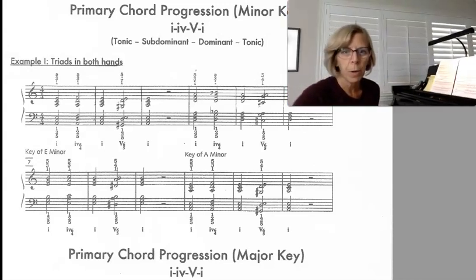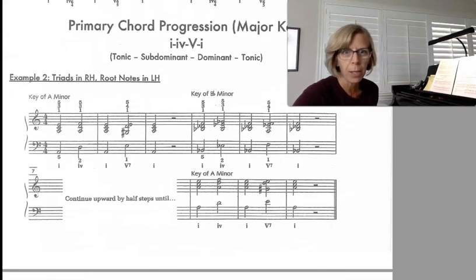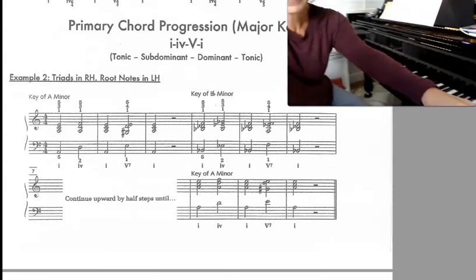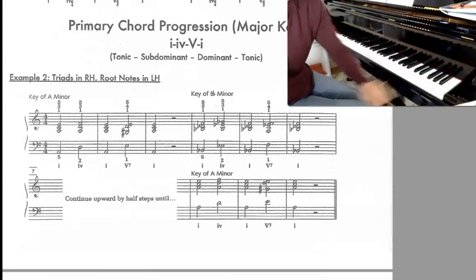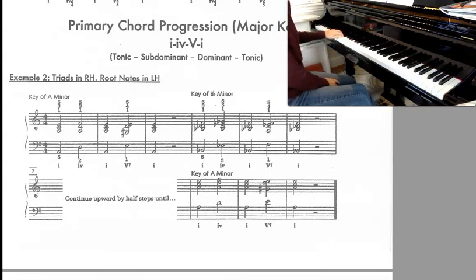Okay, example 2 on this page. That should say primary chord progression in a minor key again. I accidentally said major key, but these are minor keys. They're taking this challenge a little bit farther. They want you to try, once you're comfortable playing this chord progression, that you just move up chromatically and do the chord progression on every single minor key. It's going to be a challenge if you haven't done that before. So we're going back to the root notes in the left hand.